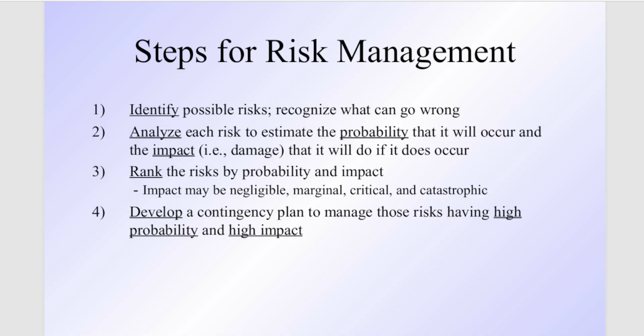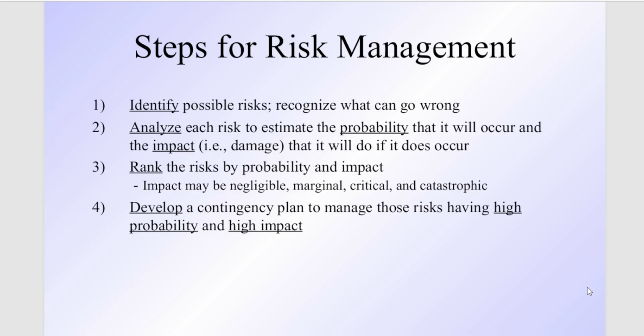You rank it according to the probability and the impact. The impact may be negligible, marginal, critical, or catastrophic, increasing from negligible to catastrophic. So the rank is the highest for the catastrophic and the lowest for negligible. And then we develop a contingency plan to manage those risks having high probability and high impact. So we will have to find out ways to overcome the risks that have a high impact and high probability.